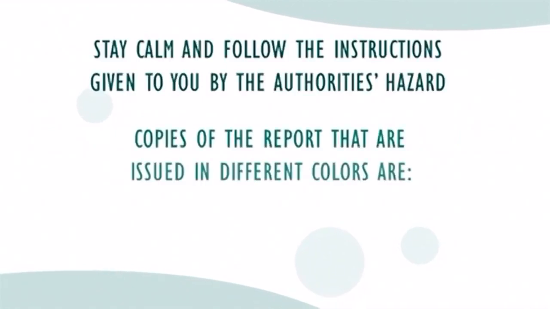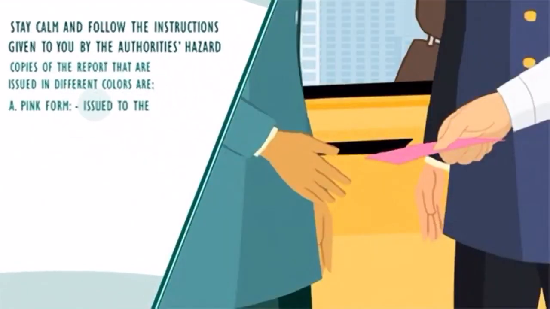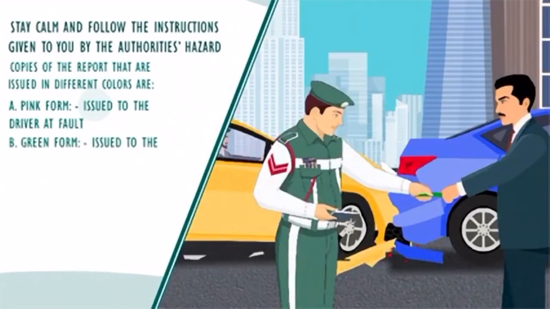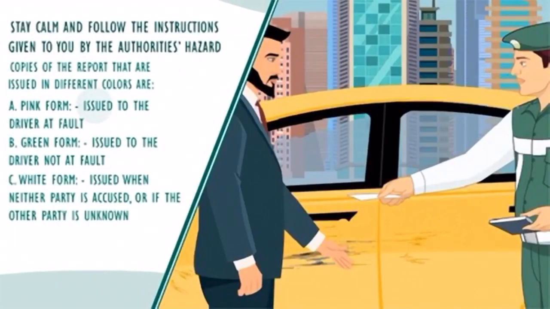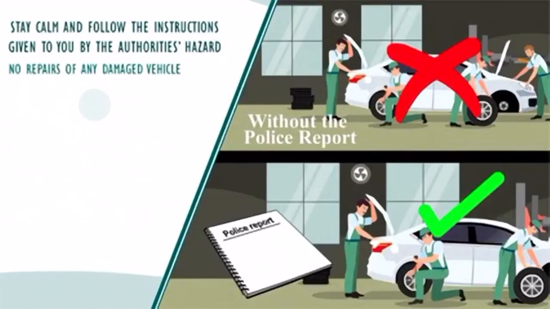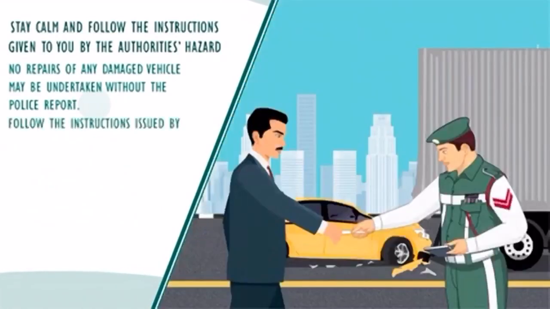Copies of the report that are issued in different colors are: A. Pink form, issued to the driver at fault. B. Green form, issued to the driver not at fault. C. White form, issued when neither party is accused or if the other party is unknown. No repairs of any damaged vehicle may be undertaken without the police report. Follow the instructions issued by the attending police officer.